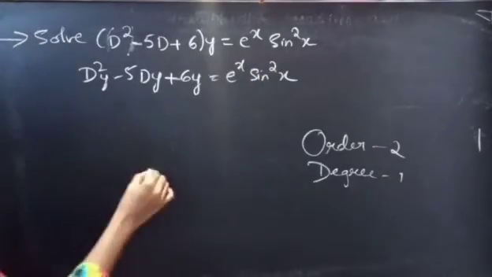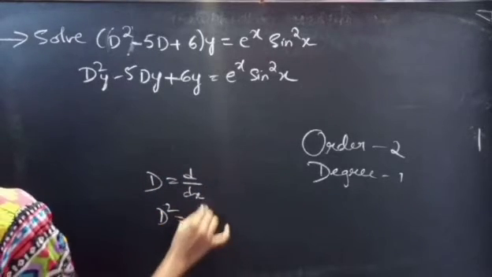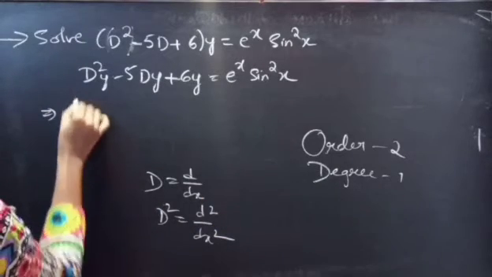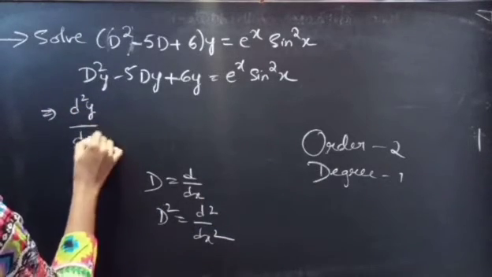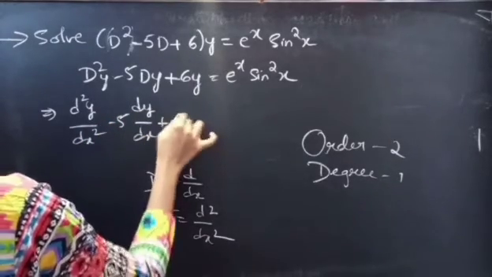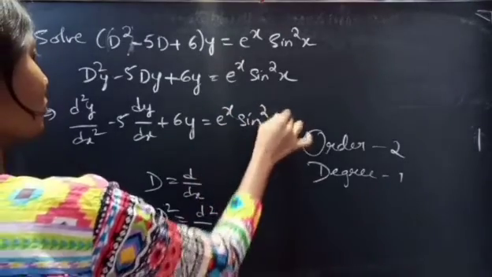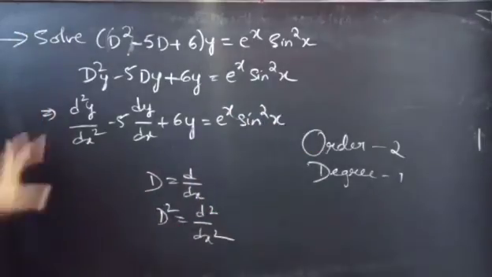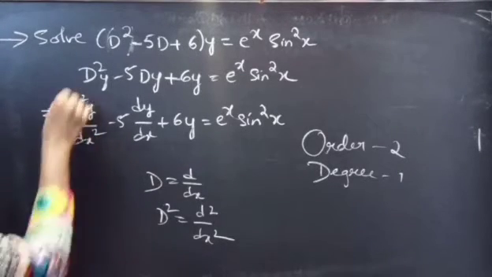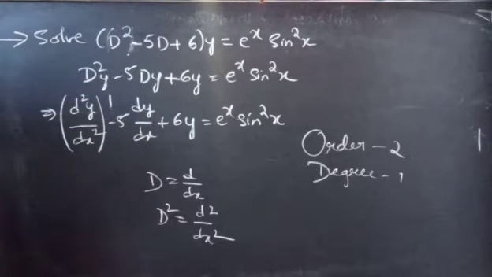We know that D is a differential operator. Then D² will be d²/dx². Now we can write our equation as d²y/dx² − 5 dy/dx + 6y = e^x sin²x. Here d²y/dx² is the highest derivative, so our order will be 2. And the highest power of the highest derivative is the degree. Degree is 1.